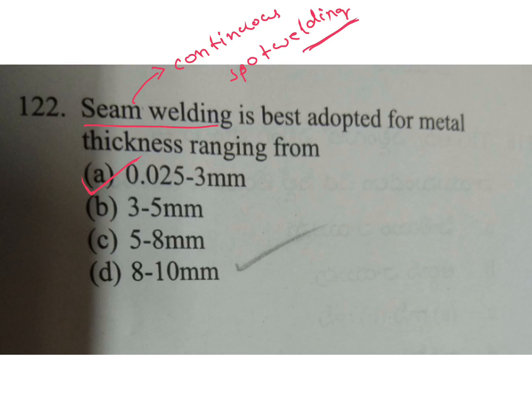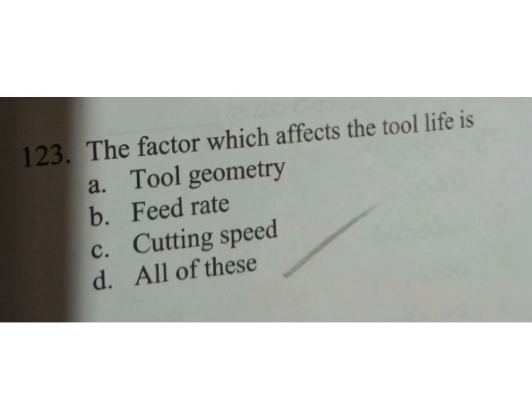The factor which affects the tool life is: A. tool geometry, B. feed rate, C. cutting speed, D. all of these. All of these factors affect tool life. So all of these is the answer.